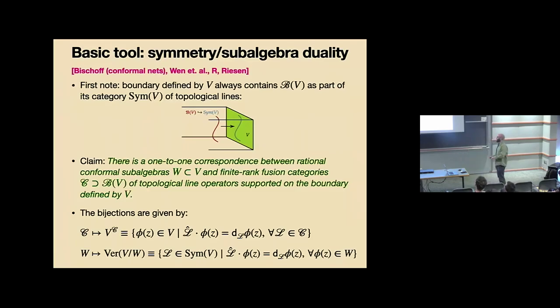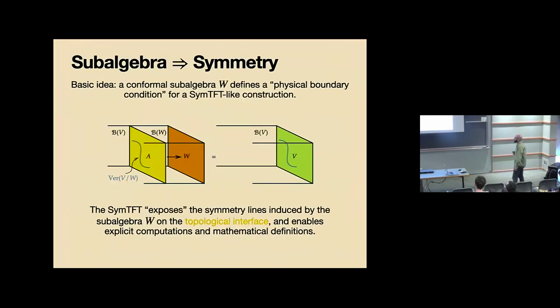If you know something about classification, then you know something about all possible subalgebras, and you can convert that to something about symmetries. So let me give you some more details on how to reconstruct a symmetry from a conformal subalgebra. The basic idea is that a conformal subalgebra allows you to draw this kind of sim-TFT picture.